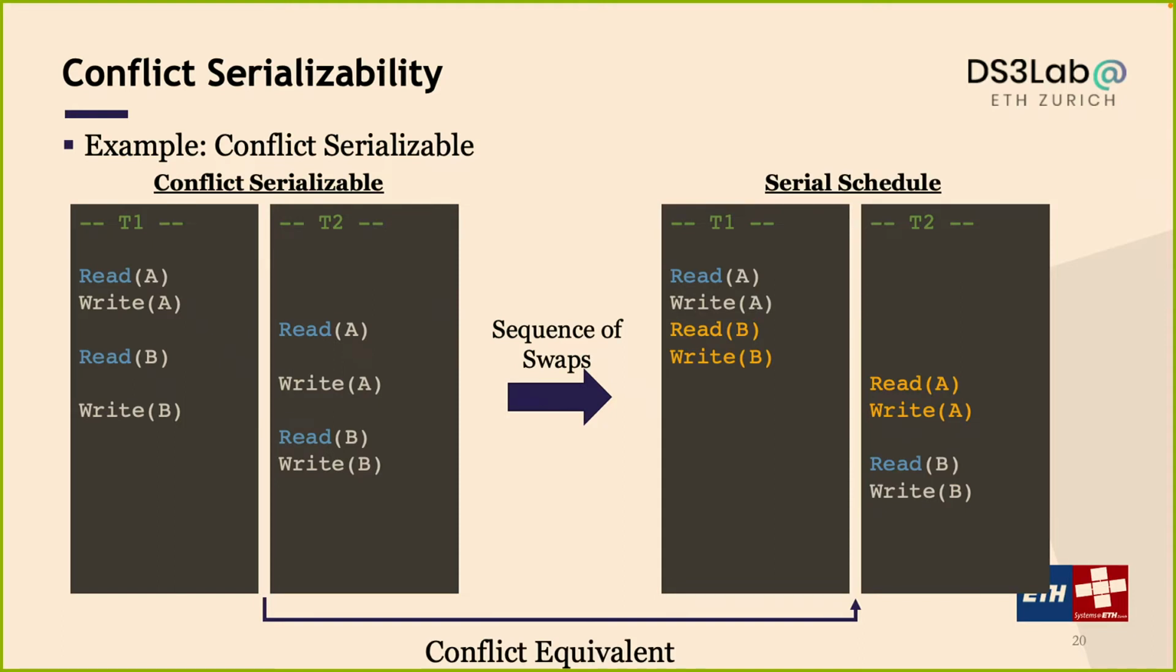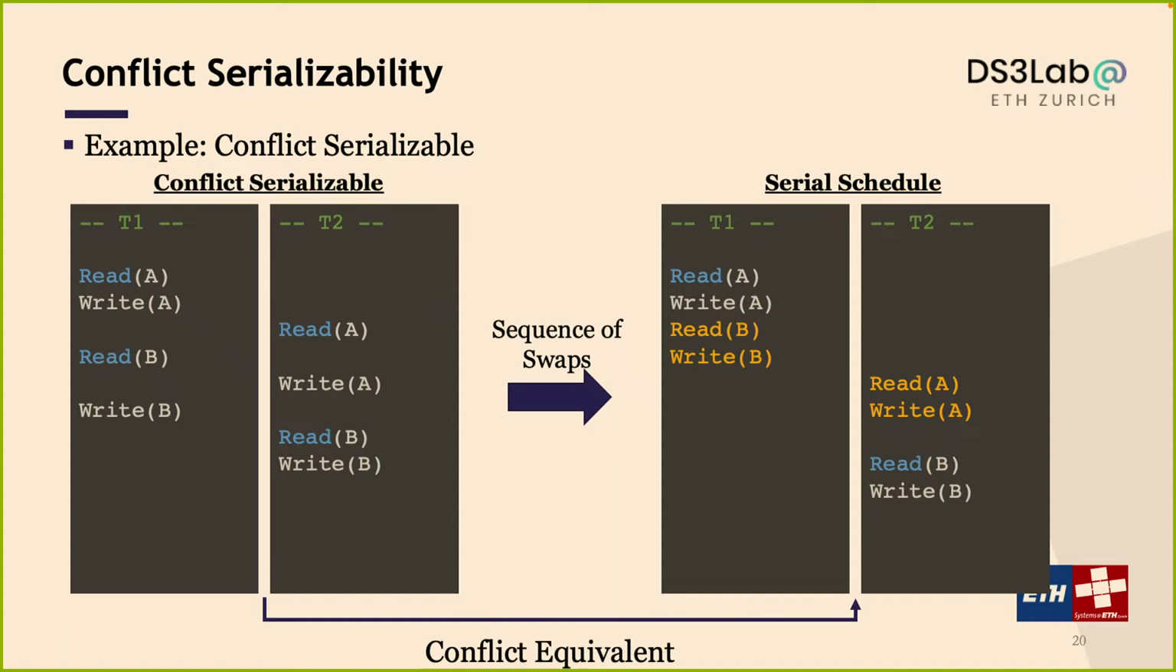Essentially, you can do this sequence of swipes of non-conflicting adjacent operators to transform the first schedule into a serial schedule, where you run all the instructions from T1 first, and then you run all the instructions from T2. When you are able to do this, we say the schedule on the left-hand side is conflict serializable.